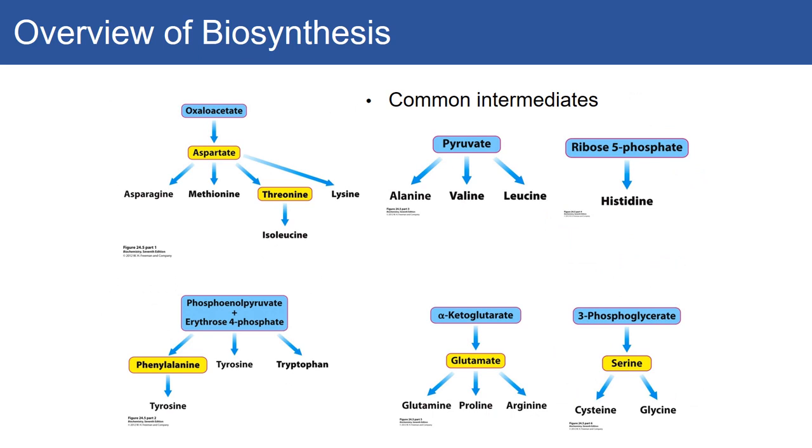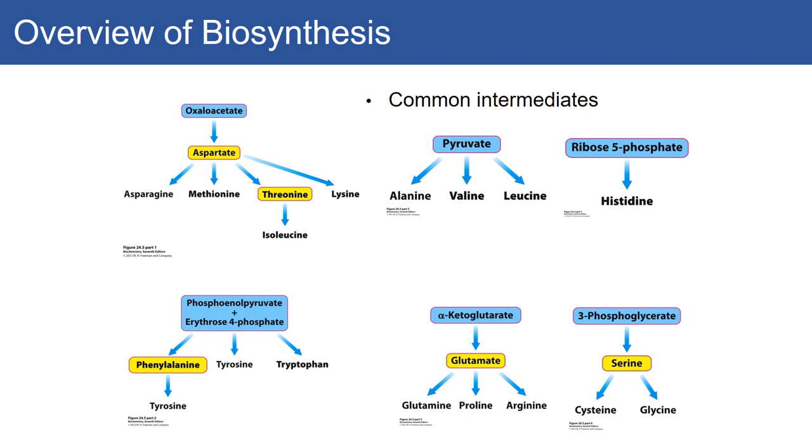Again, this kind of gives you the common intermediates that we just talked about. Carbon skeletons of 20 amino acids are derived from just 7 metabolic intermediates, and those are found in 3 metabolic pathways. Again, the intermediates are 3-phosphoglycerate, phosphoenol pyruvate, and pyruvate. We have 2 pentose pathway intermediates. That includes ribose 5-phosphate and erythrose 4-phosphate, and 2 citric acid cycle intermediates, alpha ketoglutarate and oxaloacetate.